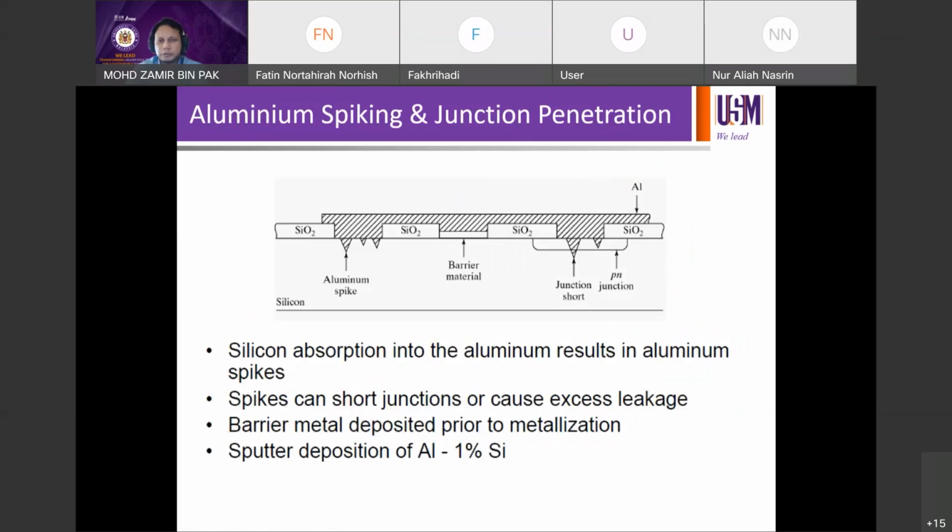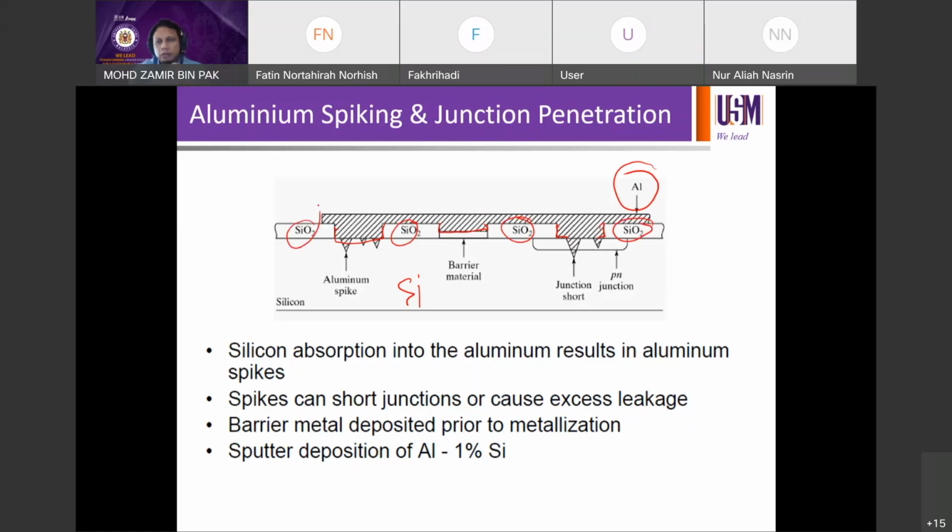Right, aluminum spiking and junction penetration. What is this? Silicon absorption into aluminium results in aluminium spikes. So when you have your aluminium contact on a silicon wafer, right? And then you open certain areas to be contacted. So in this case, you open this area to be contacted, the whole area. And you open these areas to be contacted, and you mask the remaining areas.